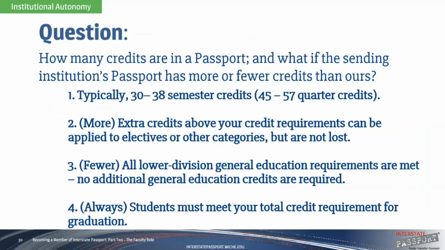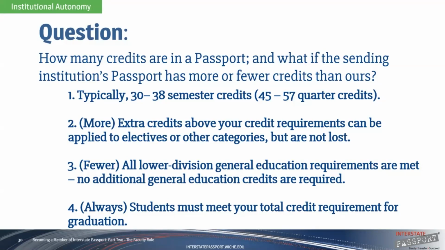Questions often arise, and I'm going to try to answer a few of these, and then hope that you will contact us with other questions that you have after you review it. First one is, how many credits are in a passport, and what if the sending institution's passport has more or fewer credits than yours? Typically, so far, institutions we found have 30 to 38 semester credits in their passport, similar to what they have in their general education programs. And of course, the numbers will vary depending on how many credits they require in their own general education programs.